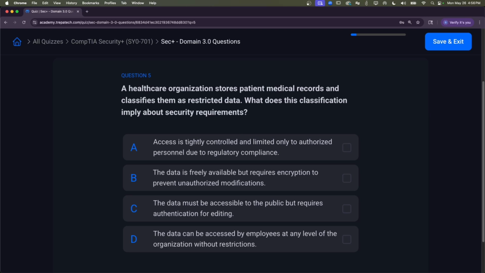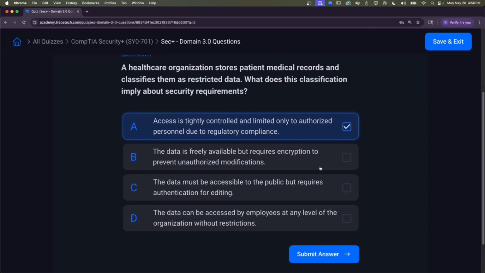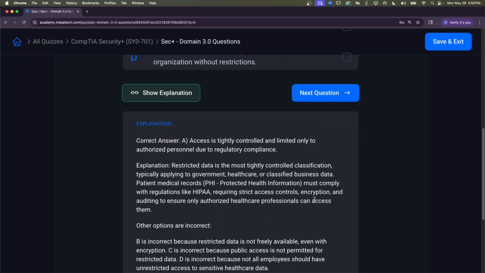So when we look at personal health information, because that's what essentially we're describing here, that is protected under something called HIPAA. How we store, how we use, how we send that data, what we do with it, that protected health information is going to be a regulatory compliance, right? Due to HIPAA, our HIPAA laws. So we're going to go with A. Access is tightly controlled and limited only to authorized personnel due to regulatory compliance.